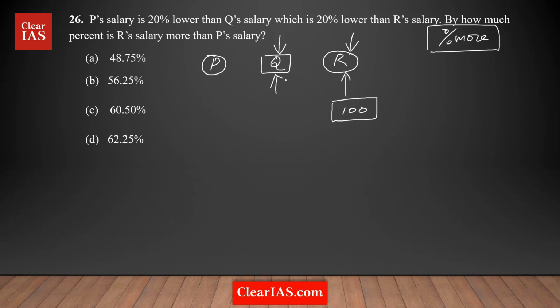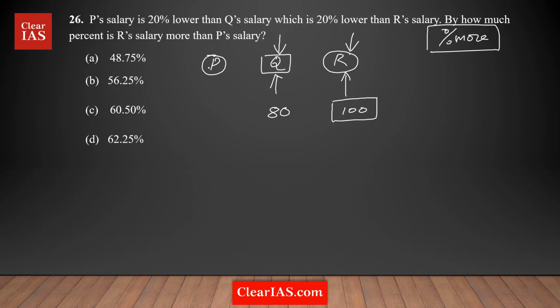Now let's start with finding out Q. What is the value of Q? Q is 20% lower than R's salary. What is 20% of 100? 20. So 20 lower, 20 less. So Q is going to be 80 here. 80 rupees is the salary. Now you see how easy the calculation is, right?